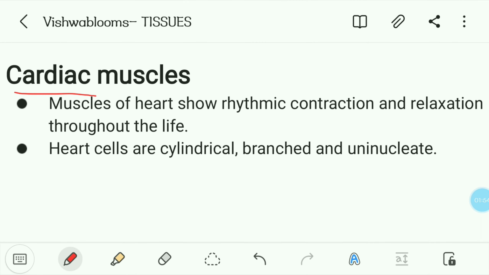Now cardiac muscles. The speciality of cardiac muscle is that it is only present in the heart. No other place it is present. So the muscles of the heart show rhythmic contraction and relaxation that will occur throughout life. From when you are born till we die, this rhythmic contraction and relaxation will be going on.